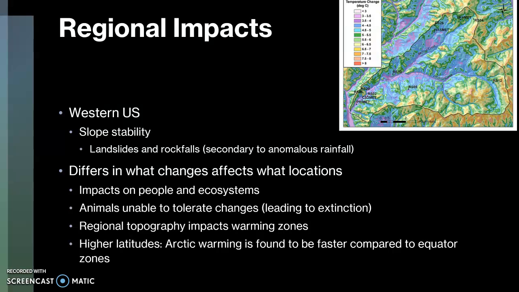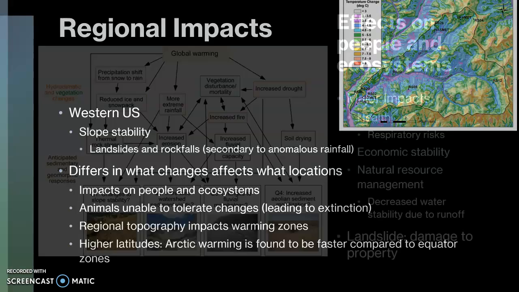So all of these storms are so bad due to the increase, which leads to a whole cycle of effects, like the landslides and the rockfalls. With all of this happening, it can impact the people and the ecosystems in the area, as well as animals unable to tolerate or adapt to the changes, which leads to vulnerability, endangerment, and extinction. And as we go further into the PowerPoint, we will talk again about Arctic warming.